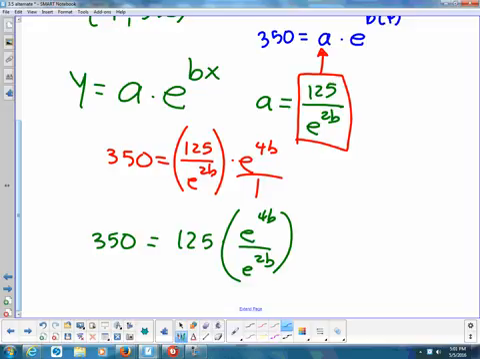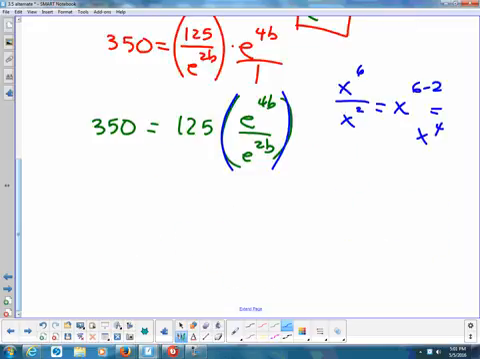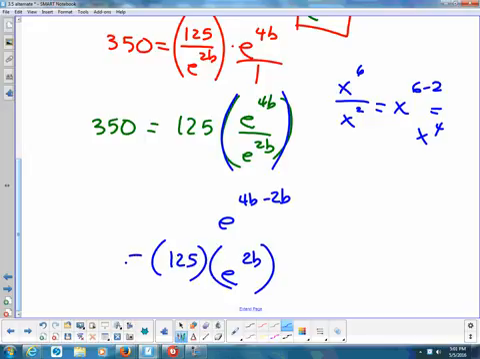Well, you know the properties of exponents. Like if I have x to the 6th over x to the 2nd, I'm dividing two numbers with the same base, I'm going to subtract and get x to the 4th. So I want to do the same thing here. I'm going to do e to the 4b minus 2b, and I'm going to get e to the 2b. 4b minus 2b is 2b. So far I have e to the 2b times 125 equals 350.